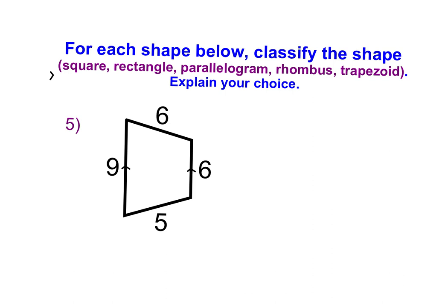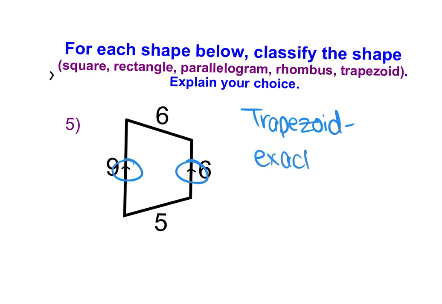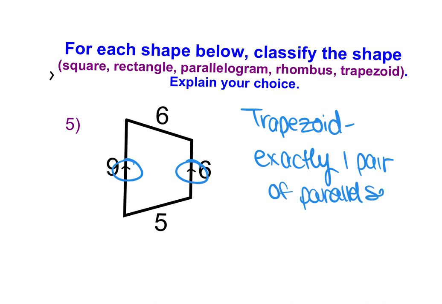So if I take a look at this example here, what I notice right off the bat is that I again have 1 pair exactly of parallel sides. Now, even though this shape looks a little different than things I've seen before, because it only has 1 pair of parallel sides, I can assume, based on the definition, that this is a trapezoid, because we have exactly 1 pair of parallel sides.